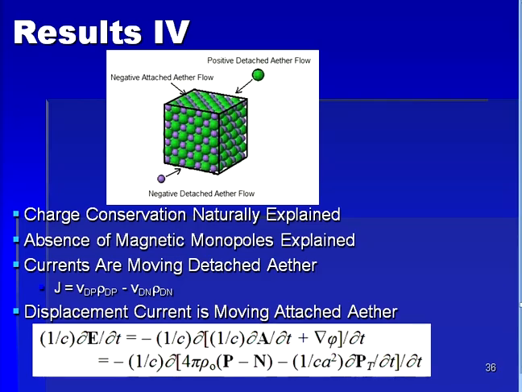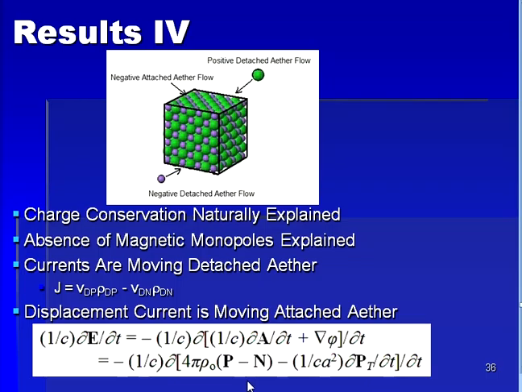Third, the model proposed here unifies charge currents and the displacement current in a physical way. What are understood as currents in the usual sense are charges in motion, with the current being the charge times the velocity. In the model proposed here, that is detached ether times its velocity. But in this model, the displacement current, which is the time derivative of the electric field, is determined to be the velocity of the attached ether, as can be seen here.